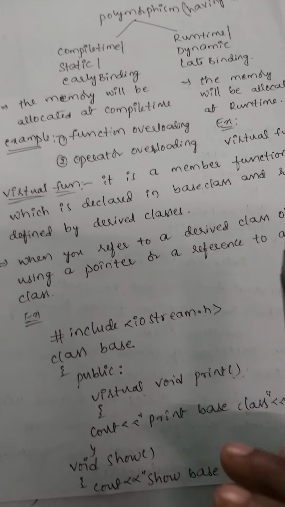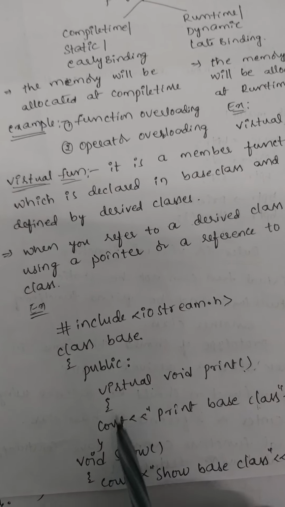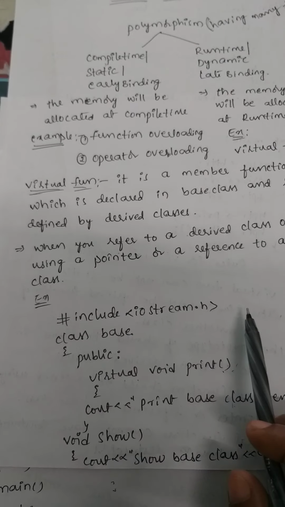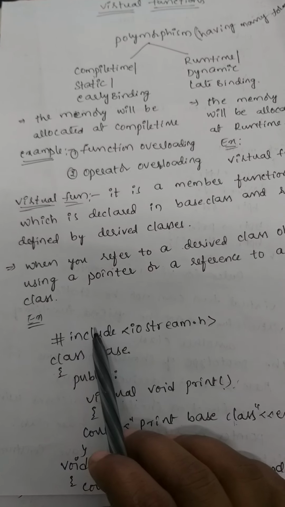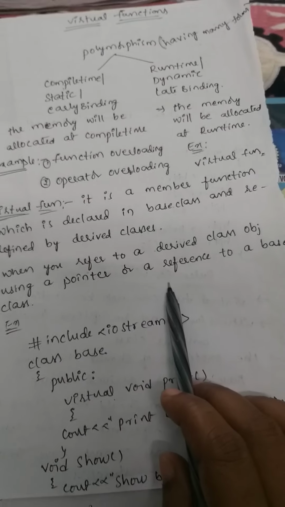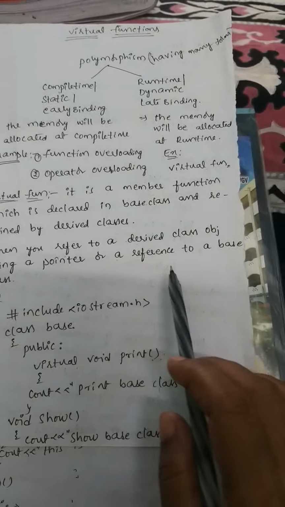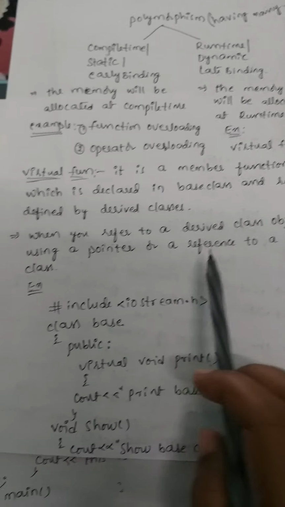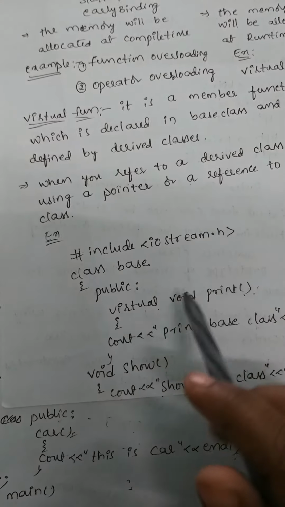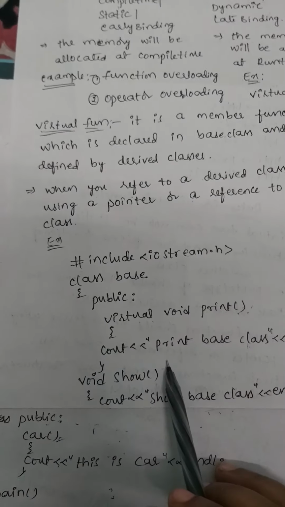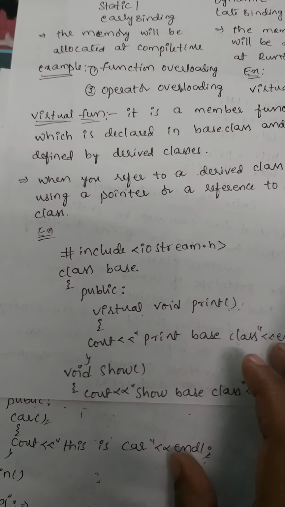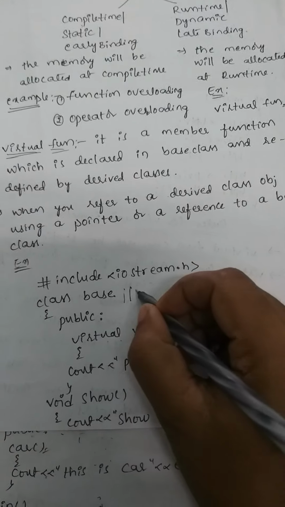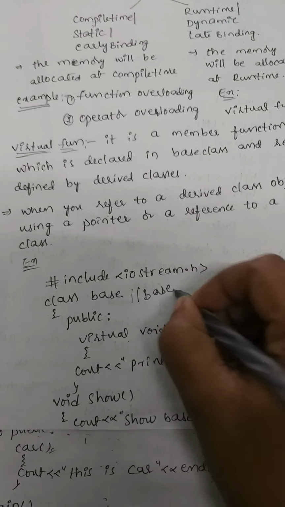You have to use these virtual functions with a pointer or reference of a base class referring to a derived class object. So we will discuss this point with one example. This is the example program for the virtual function. In this program, we use one class. The class name is base. This is a base class.